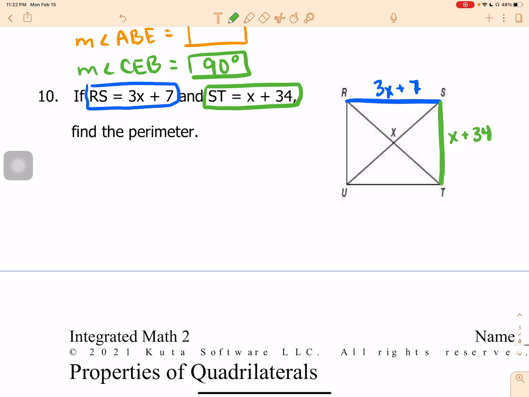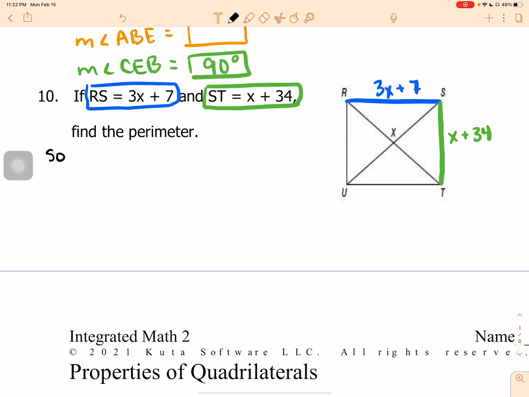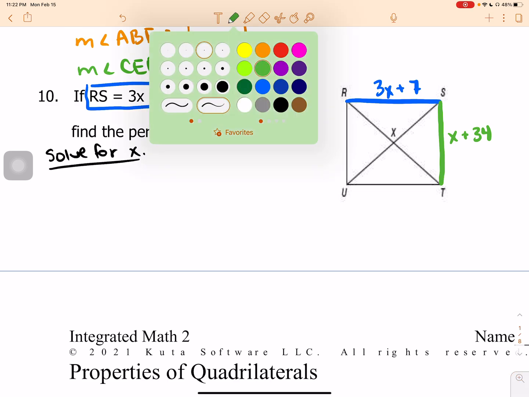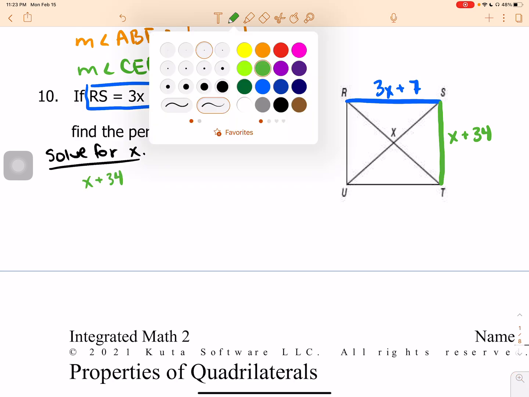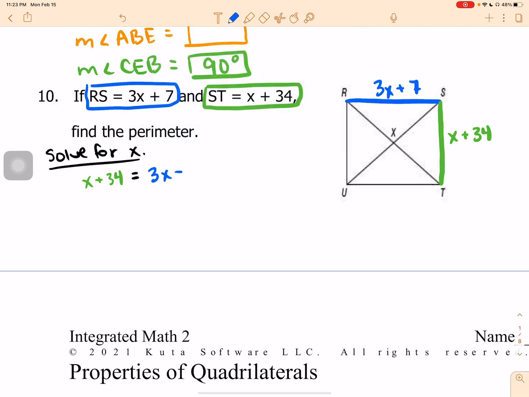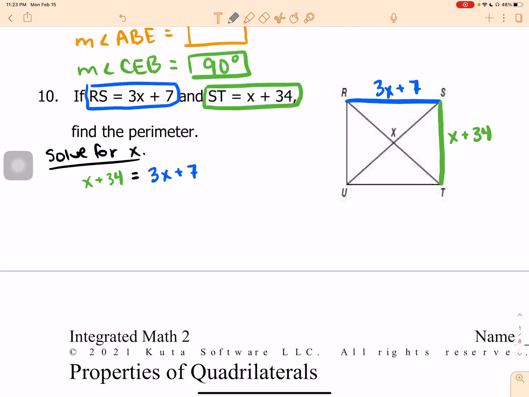We're asked to find the perimeter, but first we need to solve for x. That's the first thing. One thing that's nice is that we know that all the sides are equal. So we know that x plus 34 is equal to the 3x plus 7. Okay, so now if we solve for x, make sure you guys are pausing again. Sorry, I keep forgetting to remind you, but I hope that you are pausing and doing these on your own, okay? So we have 34 equals 2x plus 7.